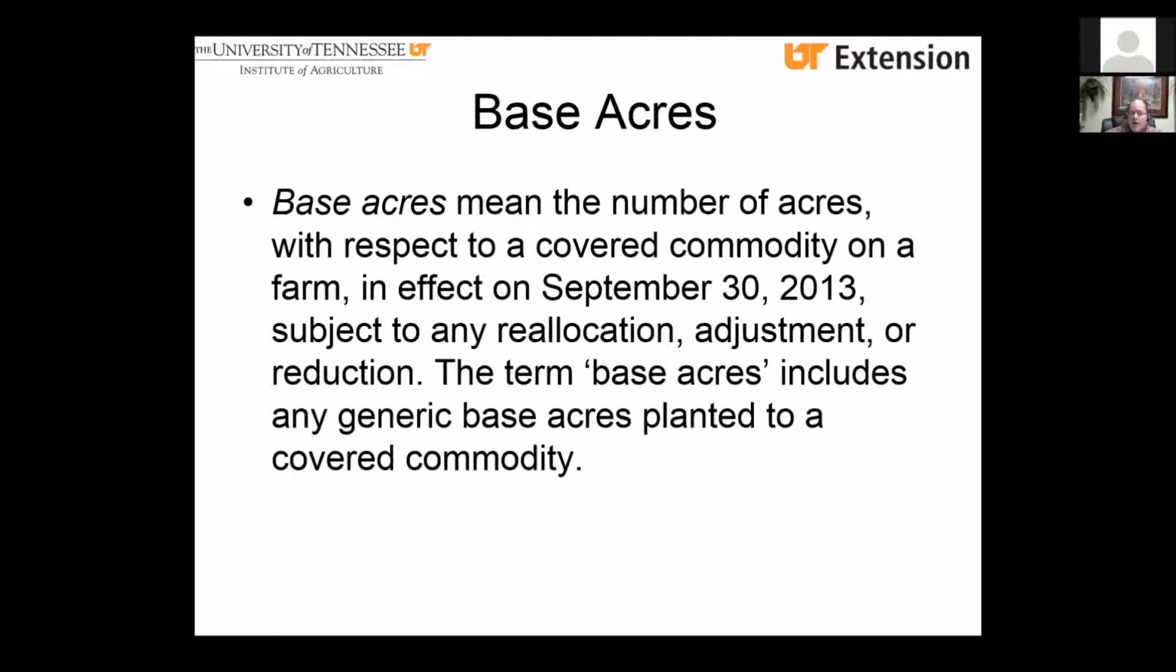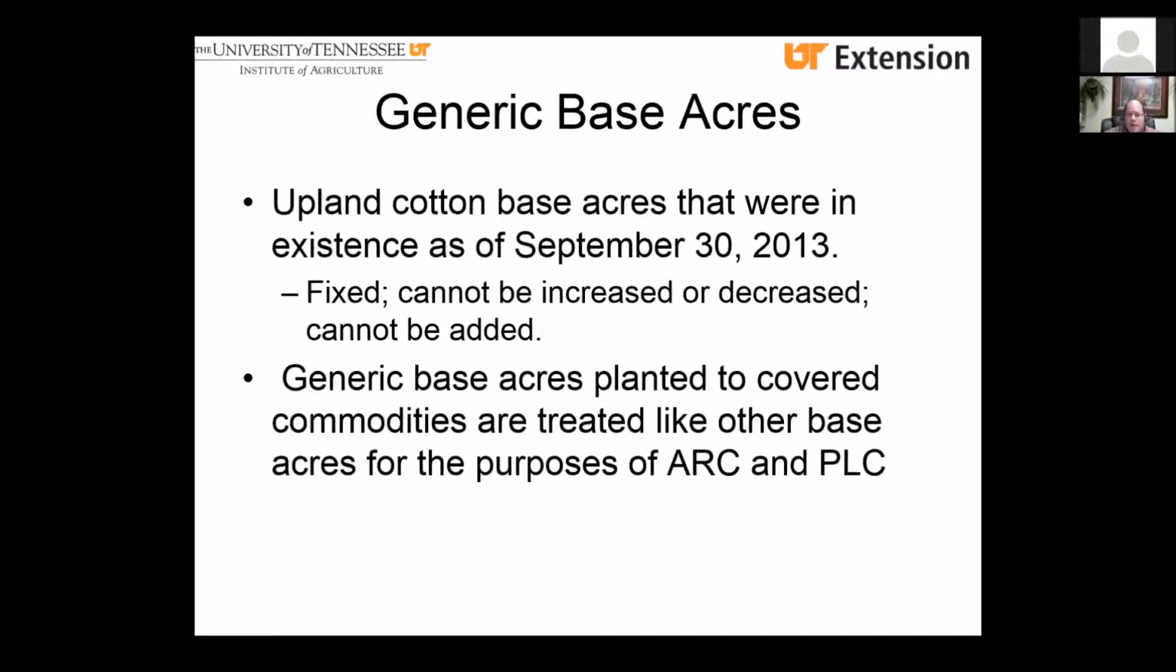Now, this term base acres does include any generic bases planted to a covered commodity, and we'll go into detail with that. Basically, the generic base or upland cotton acres that were in existence as of September 30th, 2013, are fixed acres. They cannot be increased or decreased, and cannot be added to. Now, in Tennessee, we have approximately 736,000 acres of old cotton base in the state. That base will now be generic base.